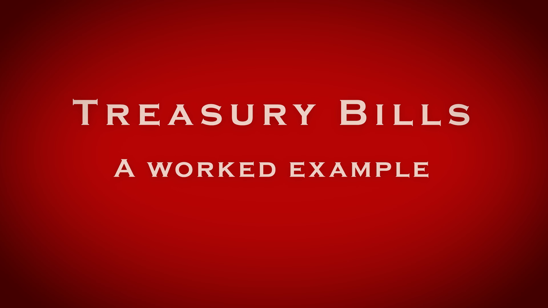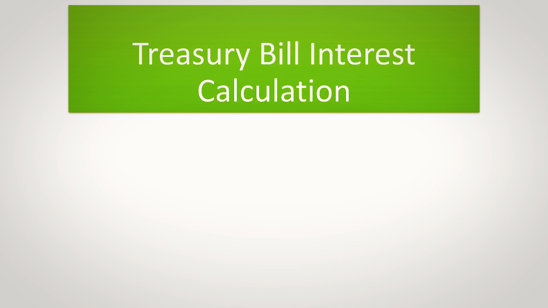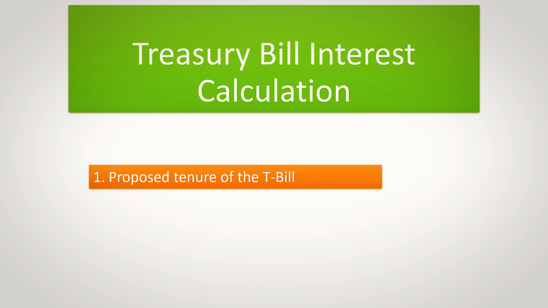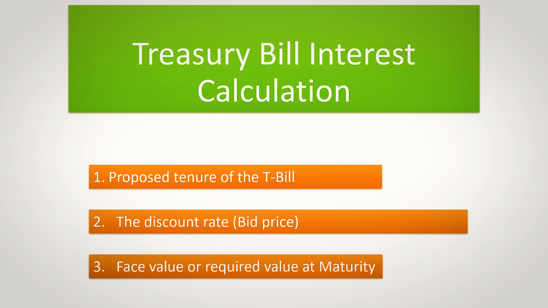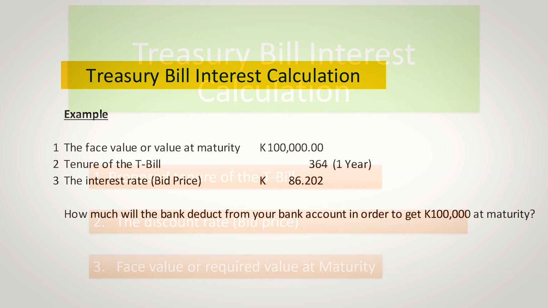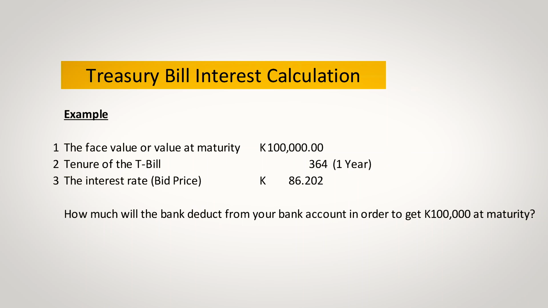Let us look at a typical example. So for every treasury bill interest calculation, you will need 3 things. The first is the proposed tenure of the treasury bill, whether it be 3 months, 6 months, 9 months, or 1 year. You will need the discount rate or the bid price, and you will need the face value or required value at maturity. So now let's look at this example.